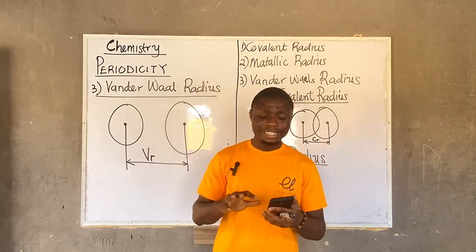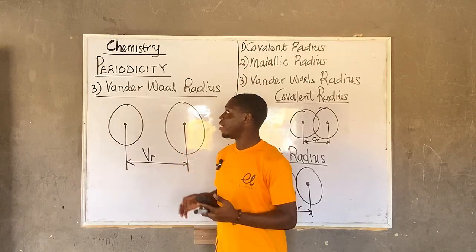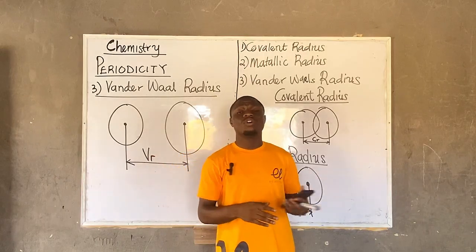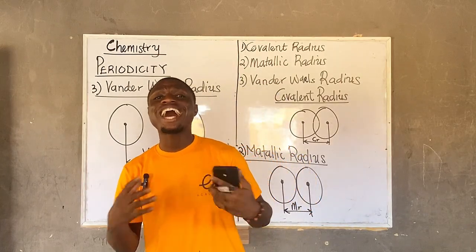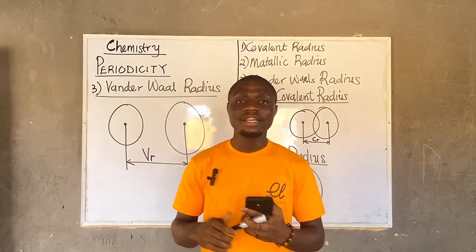All right, this is the whole concept behind atomic size or atomic radius. See you in the next class. We will look at the concept of atomic volume in our next class.